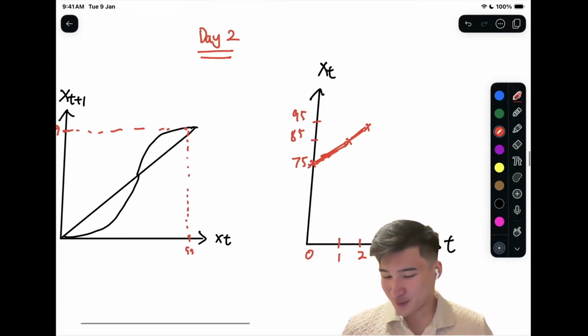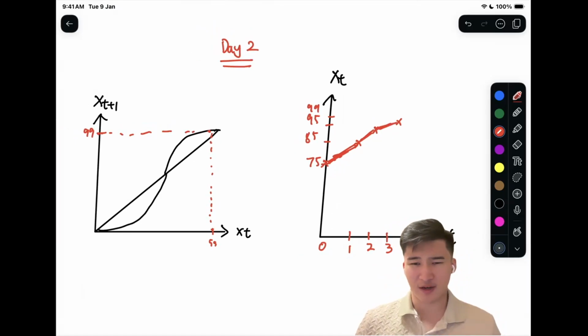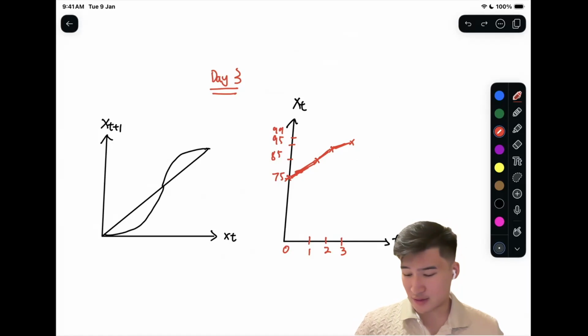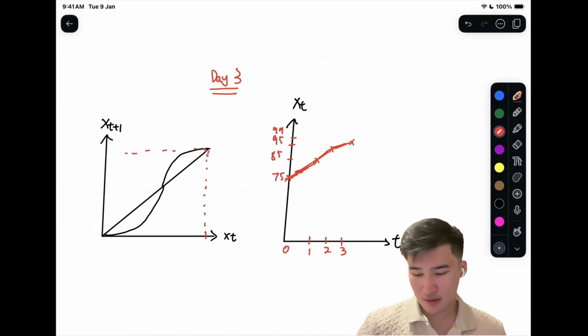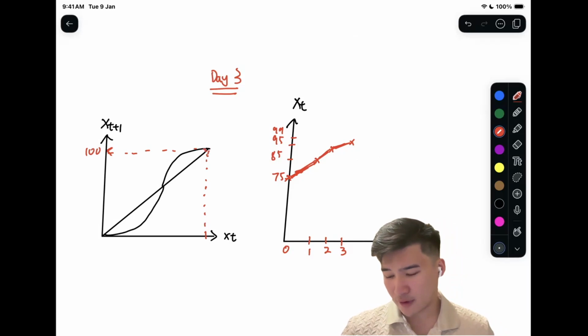So now we know that on day 3, the population is going to be 99. And I hope it makes sense here. Right now, it's pretty easy. It's pretty intuitive. So now we're at day 3. At day 3, we can start with 99, and then we can come here, and it reaches maybe 100. So 100 is what we're going to get for day 4.